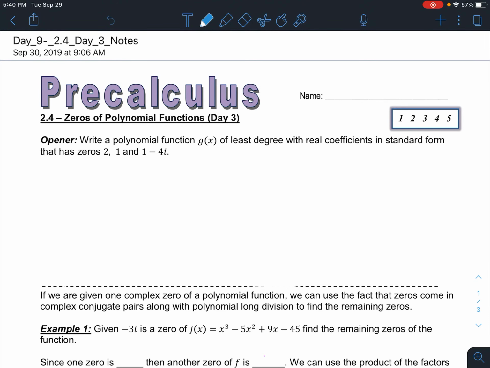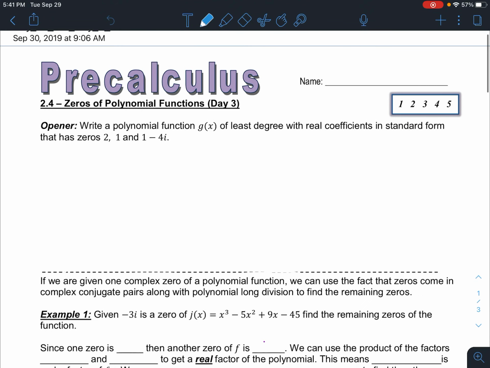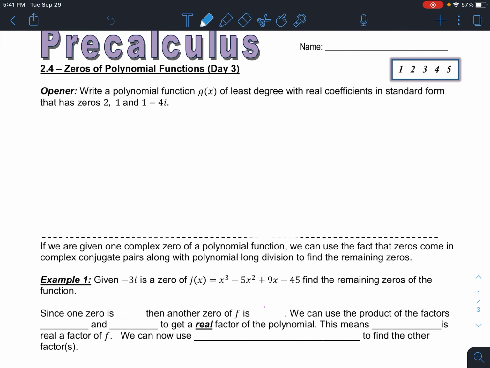All right, 2.4, day 3, the final section of 2.4. See an opener there? So please pause the video, finish the opener, and come back to check your answer when done.